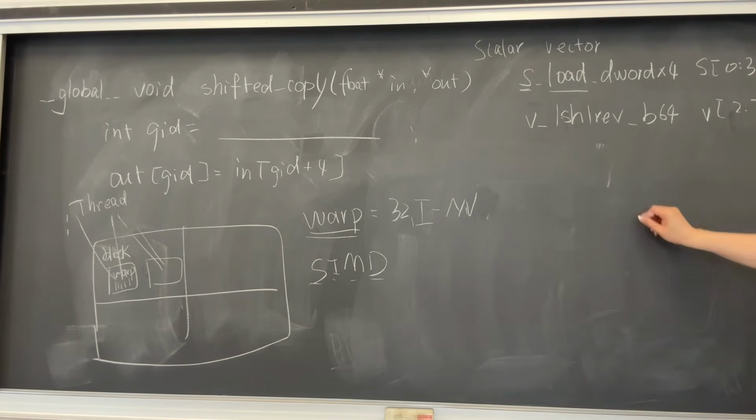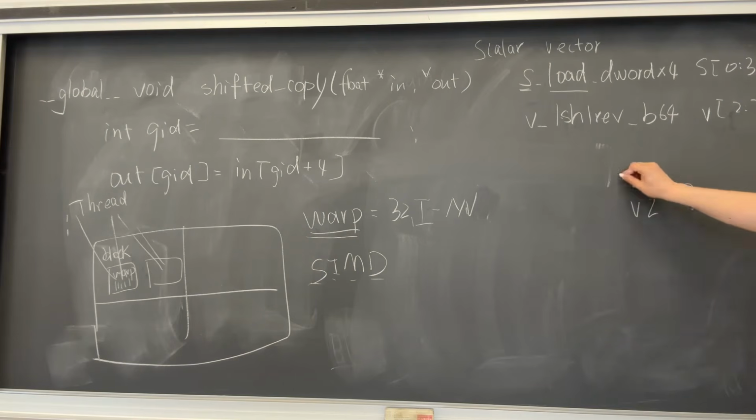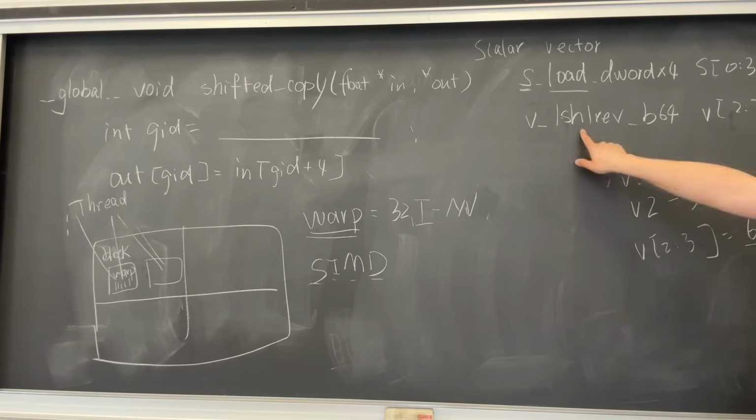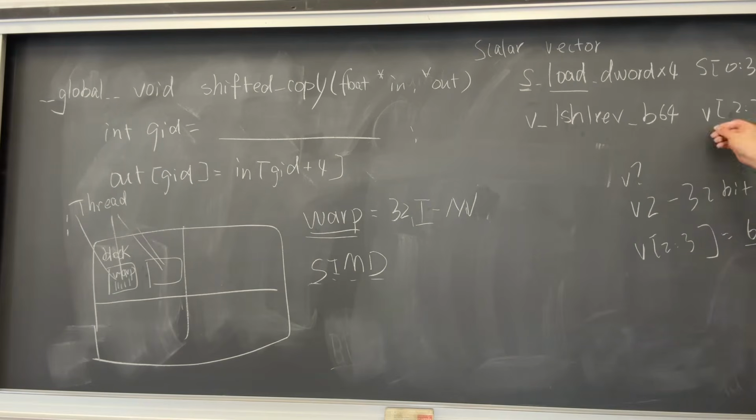Okay, this is the operation. So first of all, what is V2? V anything is a 32-bit register. So when we say V[2:3], it is a 64-bit register combined from 2 registers. So it's a number that is stored in 2 adjacent registers. So this is 64-bit. Then this is shift left. So basically it's the value stored in V[2:3] shifted by 2 and stored back to V[2:3].